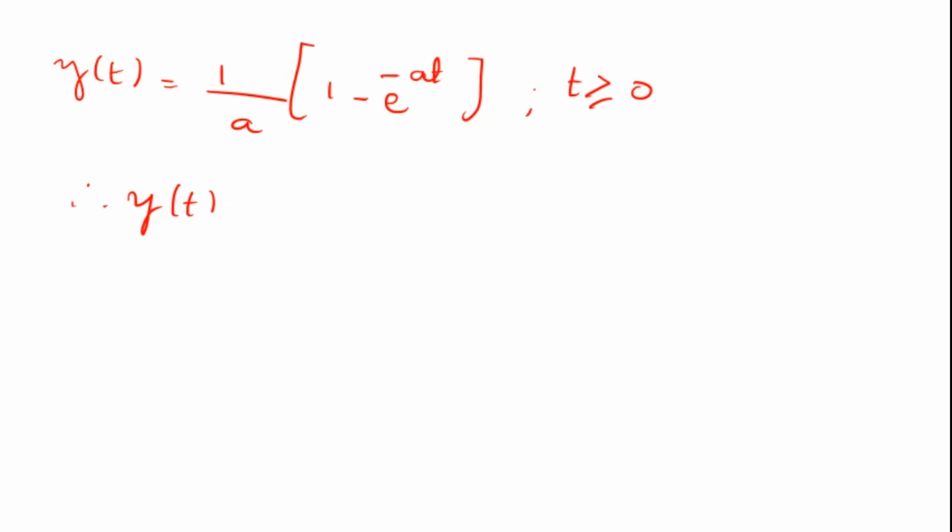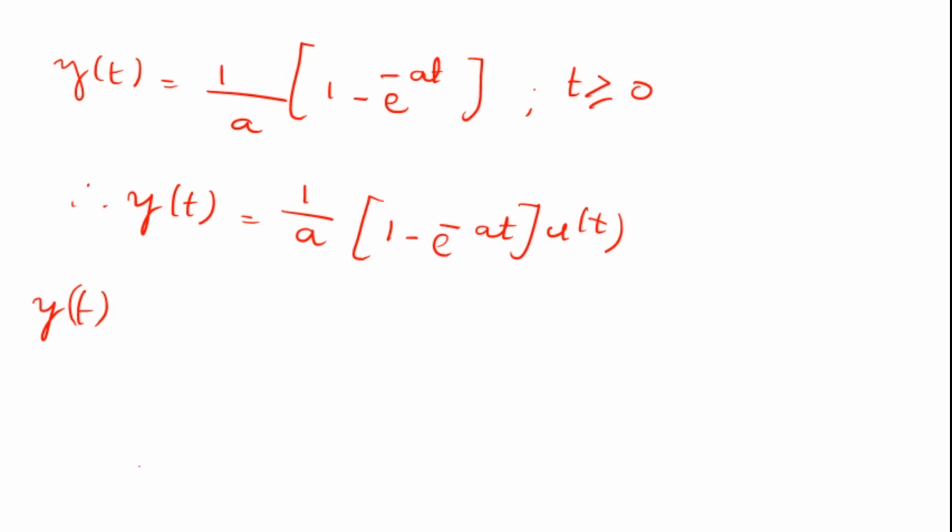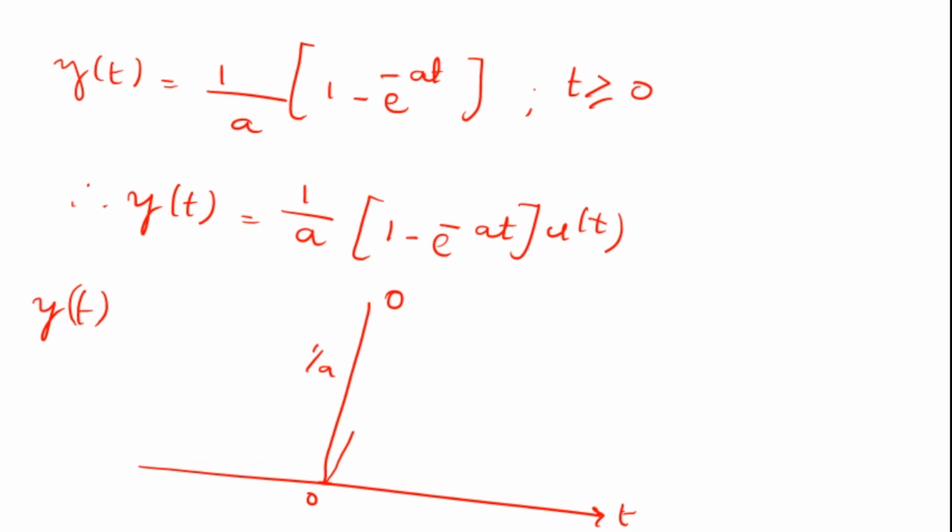Therefore, we can write y of t is equal to 1 by a into 1 minus e power minus at into u of t. Then we can draw the output signal, this is t at 0 with amplitude 1 by a. The signal will be like this. This is y of t. That is the final answer for the given problem.